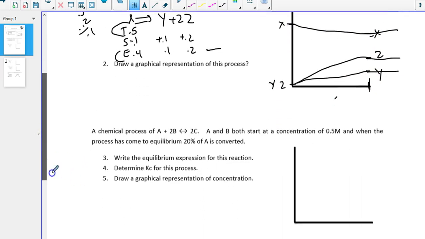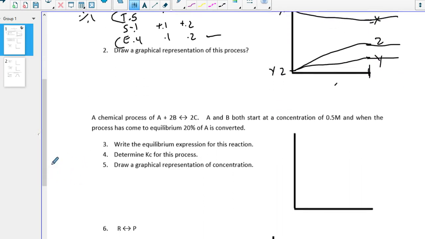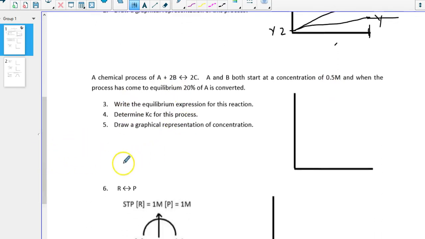Alright, the next one. The same type of situation here, a different chemical reaction, 0.5 of both of these. So pause it, write it out, see what you got, and give it a try. If you got it done, let's go through it.